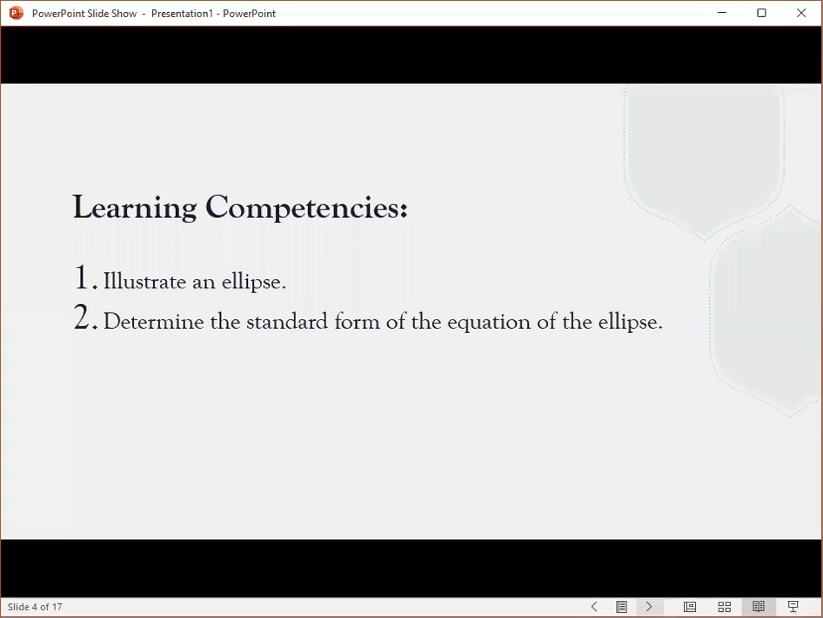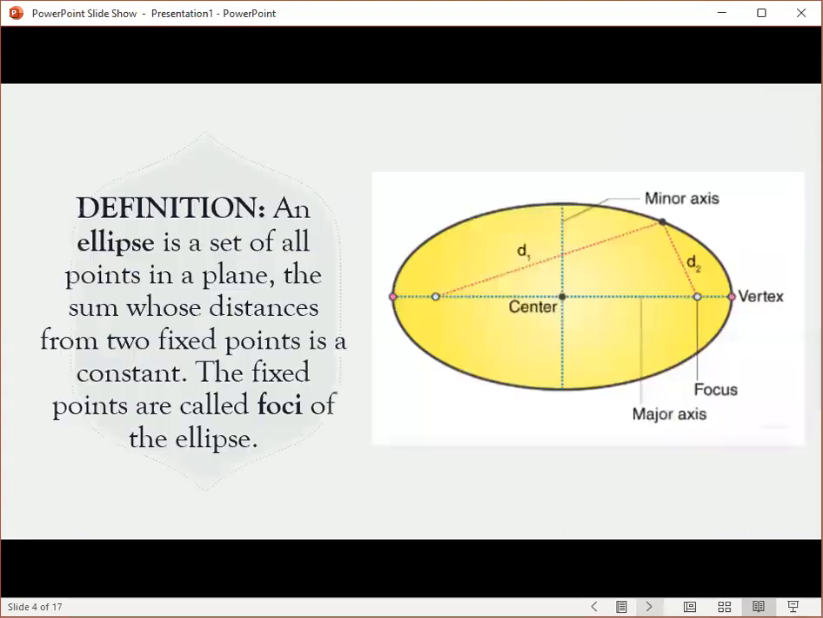So this time we will define the ellipse and its characteristics. And then the second competency is we determine the standard form of the equation of the ellipse. Now, how do we solve or calculate for the standard form of the equation of the ellipse, given that you have the general form of its equation?